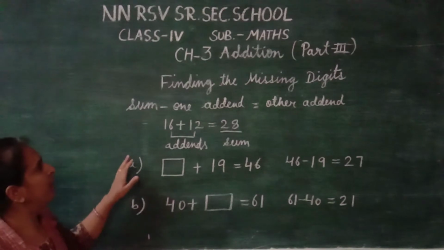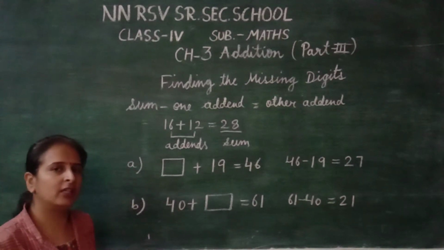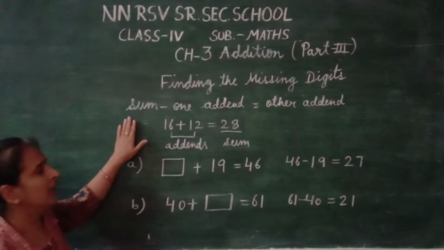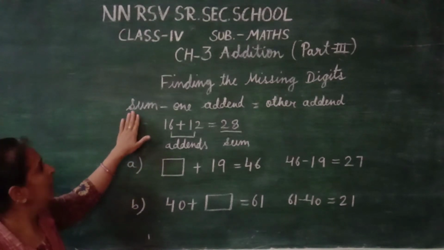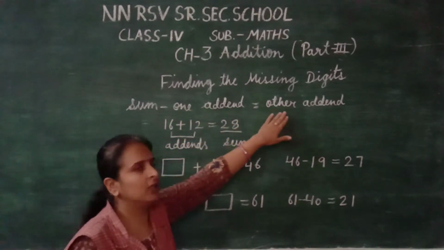In this topic, we will discuss finding the missing digits. How to find the missing digits. Here is a formula: sum minus one addend equals the other addend.